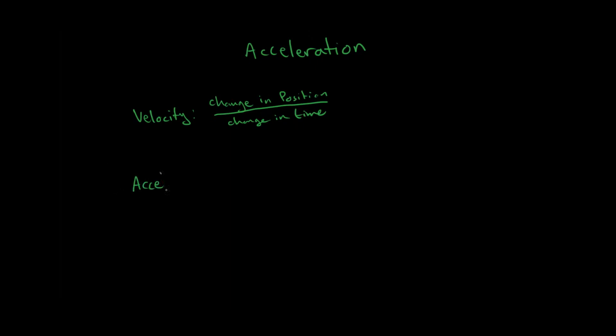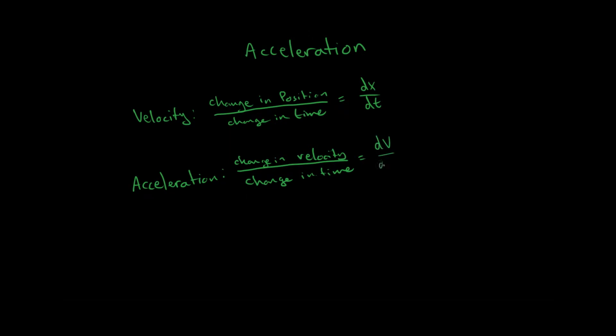Acceleration we can think of as being pretty similar actually, except acceleration is my change in velocity divided by my change in time. So you can think of velocity as being the derivative of my position and acceleration as being the derivative of velocity. So another way to think about it would just be if I say x is my position, I can think of it as being dx/dt. And if v represents my velocity, I can think of acceleration as being dv/dt.